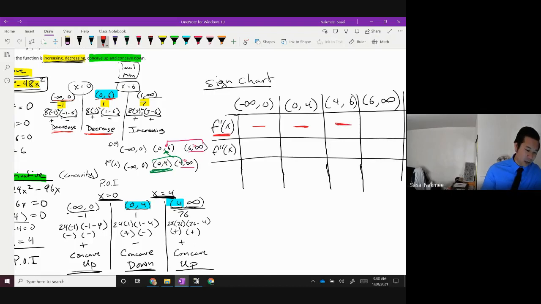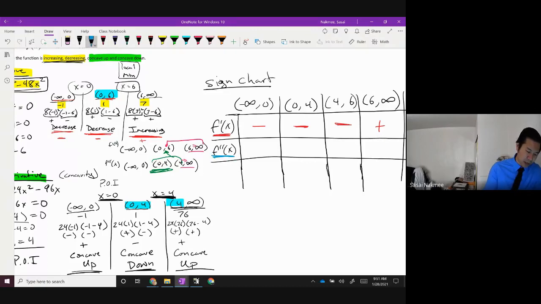So the signs are still negative, negative, negative. It's negative from negative infinity to 0, negative from 0 to 4, and negative from 4 to 6. But here's where it changes. When we go from 6 to infinity, the signs are now going to be positive. Now, this is nothing different. We already had these signs. We had the negative here, the negative here, the plus here. The only thing that we had to include was that part for the 4. And you'll see why we do that in a second.